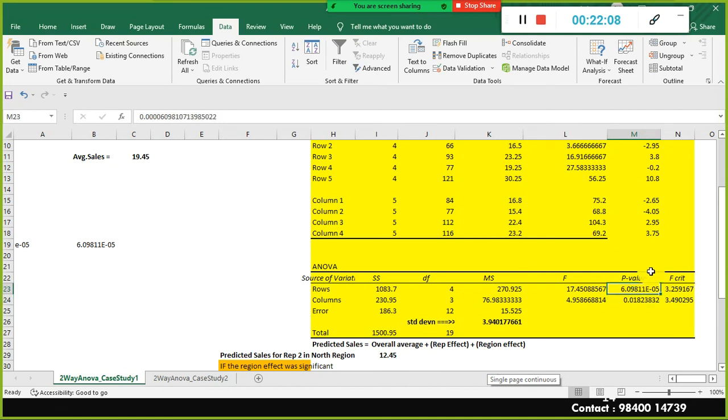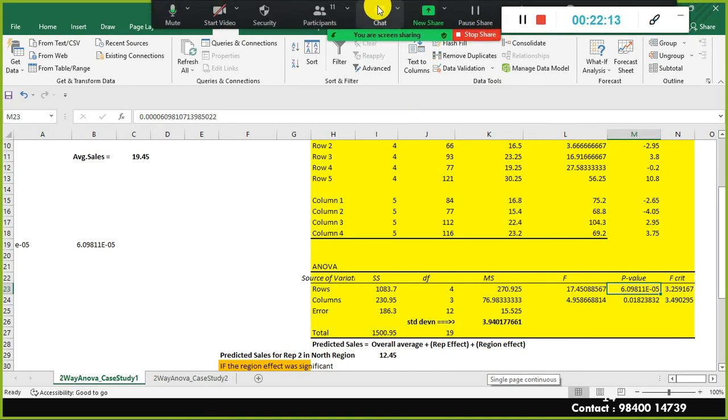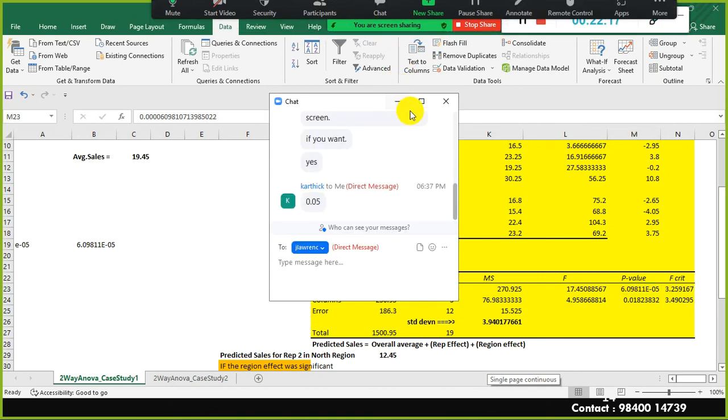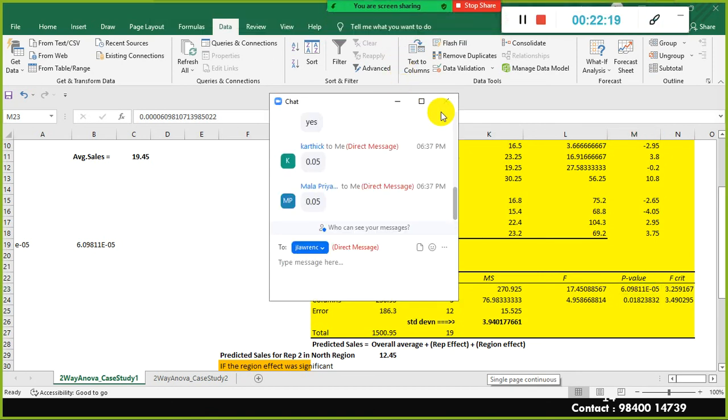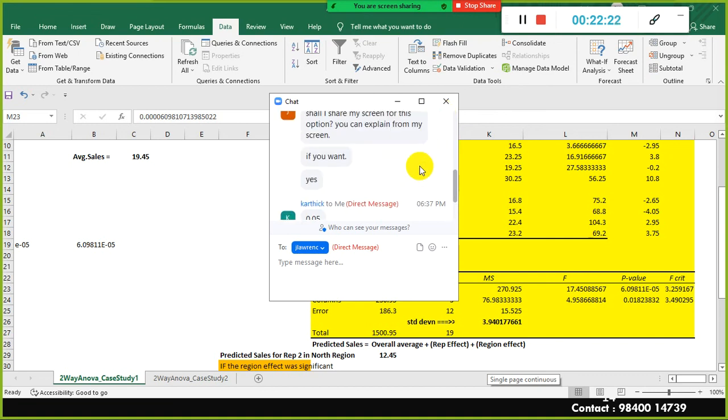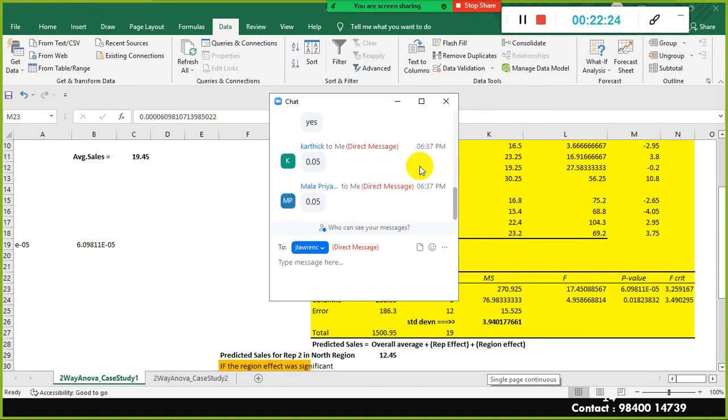So what is my alpha? All of you please type it in the chat window. What is the alpha value? I told you alpha, right? Very good, someone typed. Very good, Karthik. How about others? Karthik and Mala, very good. How about others? This is a very basic, fundamental thing. I told you several times. Don't forget the alpha value. What is alpha? All of you please type it in the chat window.